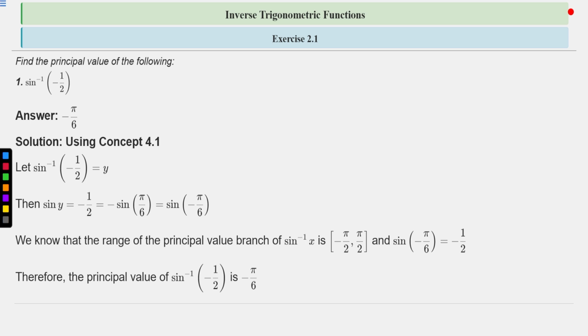Principal value will become minus pi by 6. Therefore, the principal value of sine inverse minus 1 by 2 will be minus pi by 6. Got it? If you have any doubt, you can ask in the chat box. Is it fine?